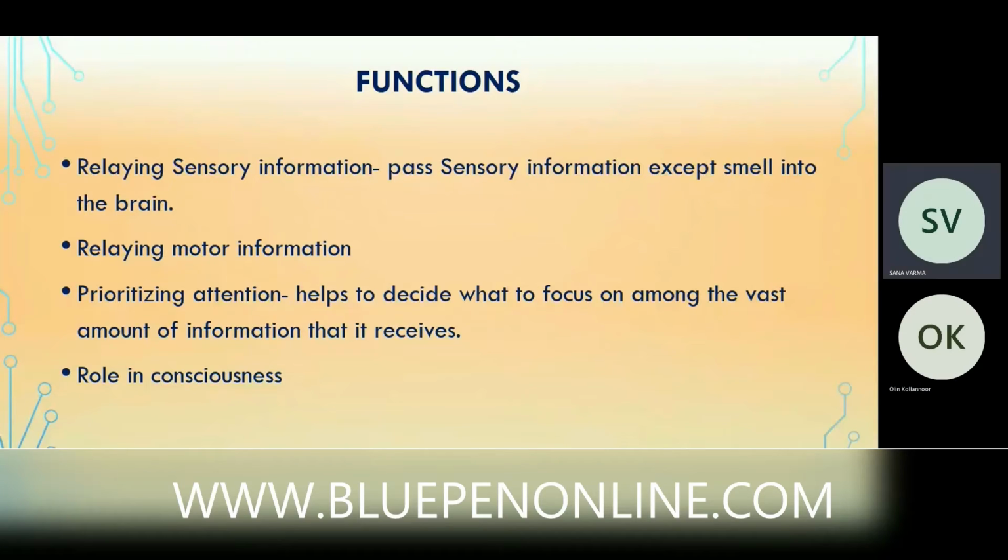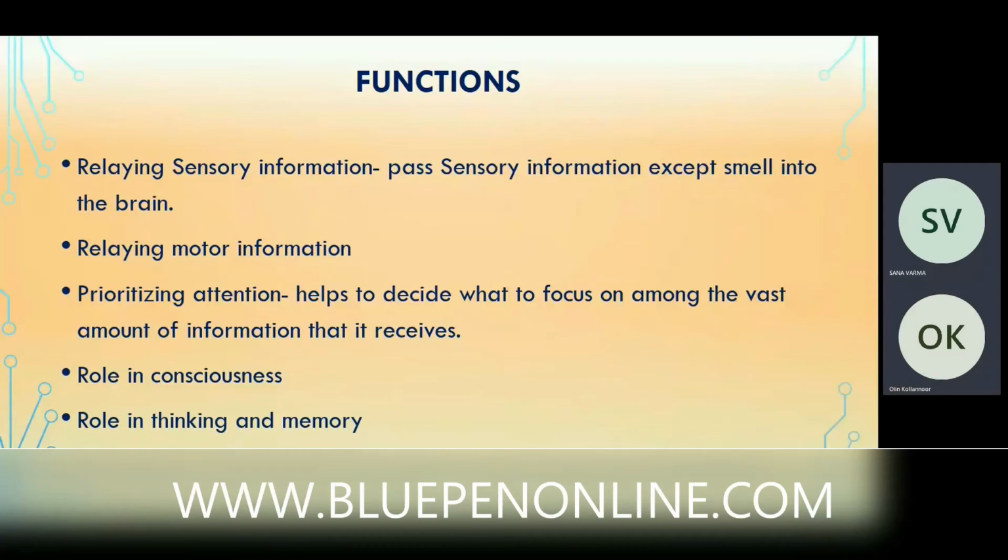And then the role in thinking and memory, that is cognition and memory. Since I told you the thalamus has a minor role in the limbic system, or minor connections with the limbic system, all the processing and regulating of emotions, storage of memories, learning, etc., come under it. So these are the main functions of the thalamus, and along with that, it also contributes to perception and plays a role in sleep and wakefulness.